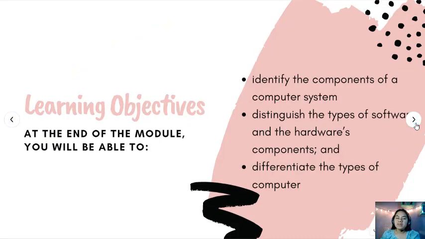Now, at the end of the module, you're going to identify the components of a computer system. You're also going to distinguish the types of software and the hardware components of a system, and you are going to differentiate the types of computer.